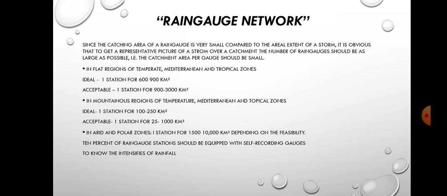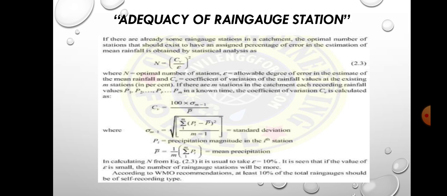So 10% of the gauge stations should be equipped with self-recording gauges to know the intensities of rainfall. So, adequacy of rain gauge station. Mao ni si Jay nakabutang diri.